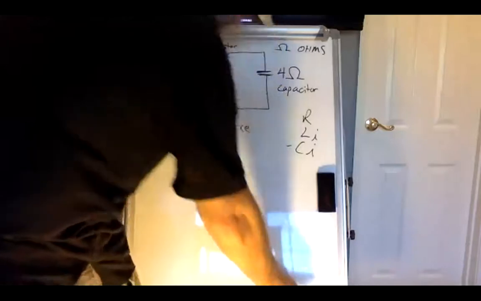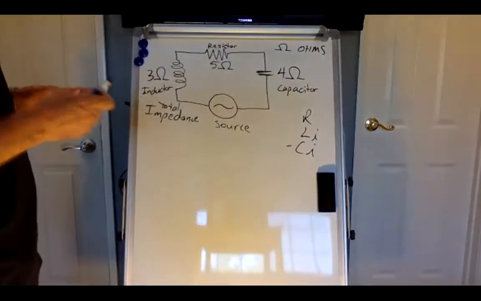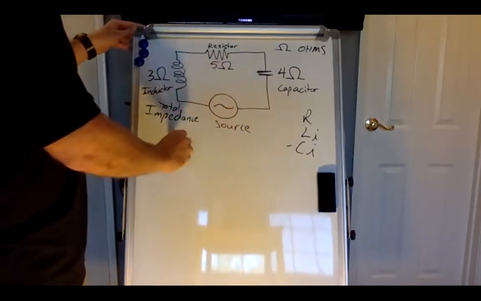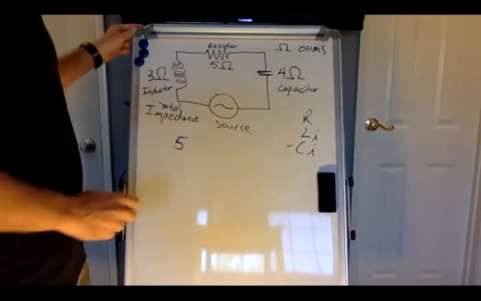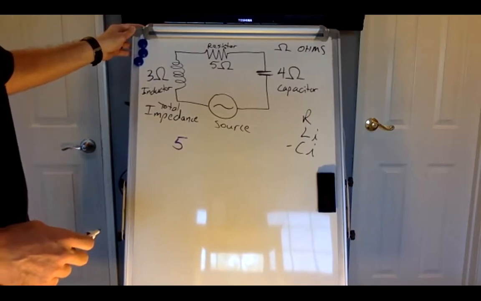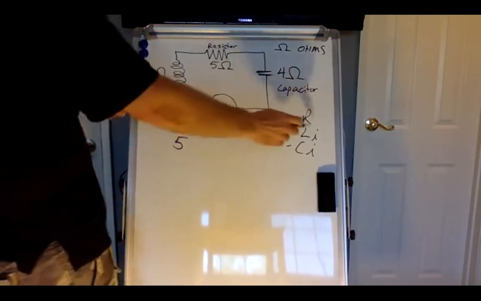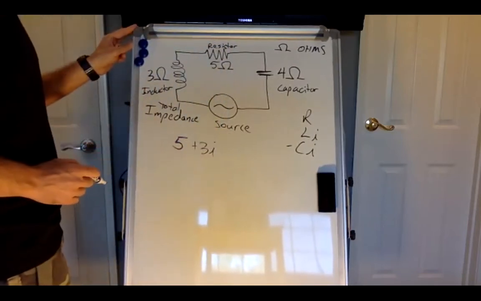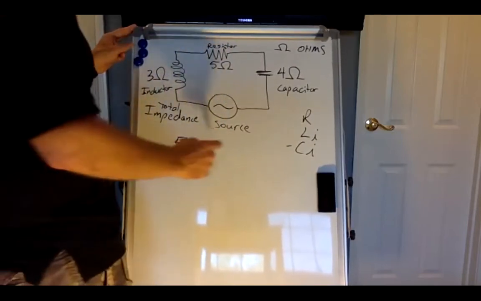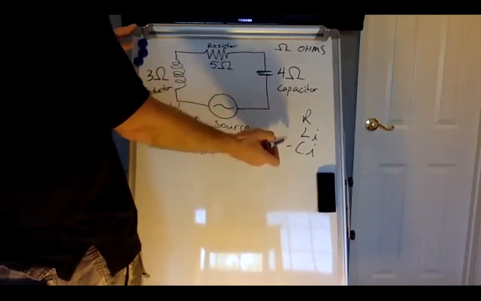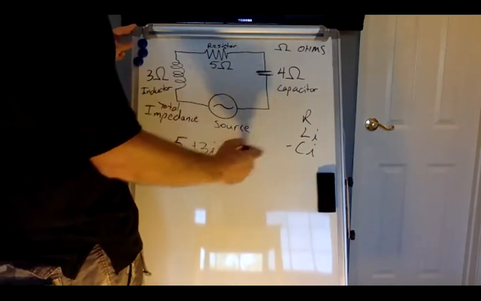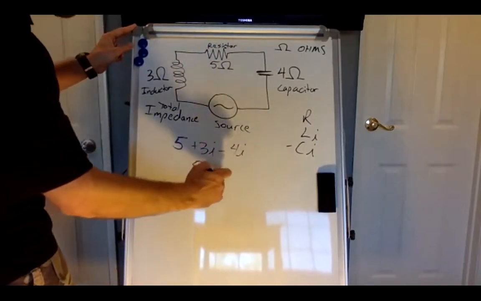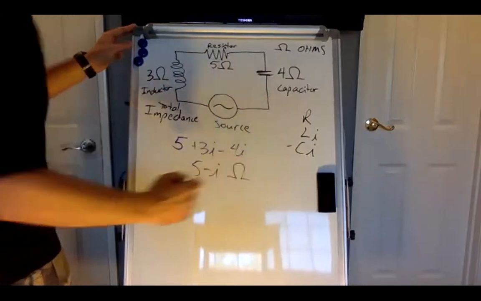Probably done already. If you start with the resistor, you're going to get 5 ohms from that. From the inductor, that's going to be plus 3i. And then from the capacitor, that's a 4, but it's a negative, so you have to do negative 4i. And so you just get 5 minus i ohms of total impedance.